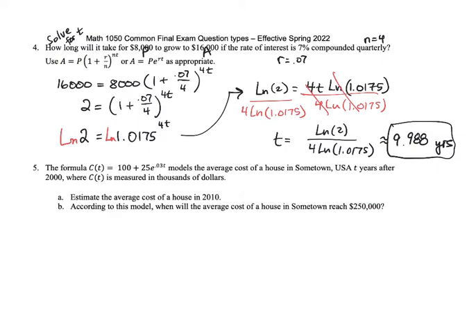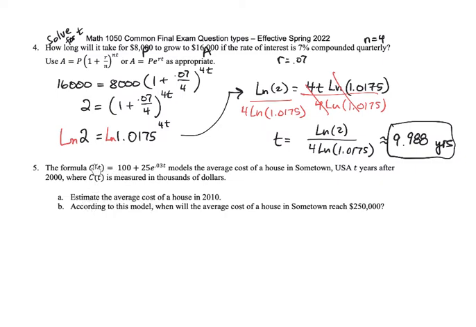All right, number 5. Cost sometime to 2,000, where C of t is measured in thousands. Estimate the average cost of a house in the year 2010. So what is it that C of t represents? It's a function of time. So what does C represent? Cost. The cost. So estimate the average cost.